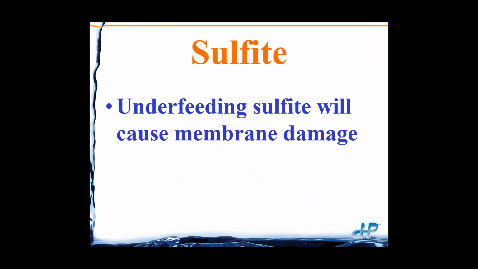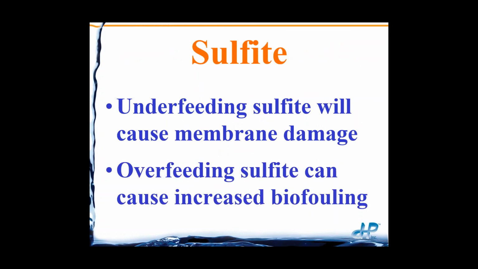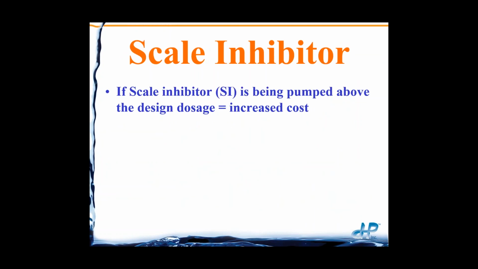And then sulfite: if you don't feed enough sulfite to get rid of chlorine, this is in a plant that actually does have chlorination upstream or is purchasing chlorinated drinking water from a city. If you underfeed, you'll cause membrane damage, but overfeeding can cause increased biofouling. And with that, you have increased pressures, increased chemical cleanings, and increased costs.